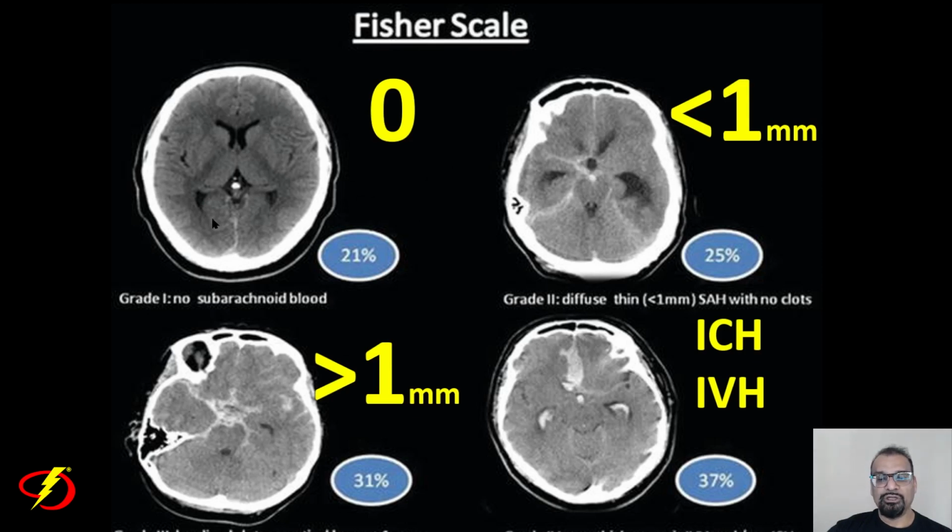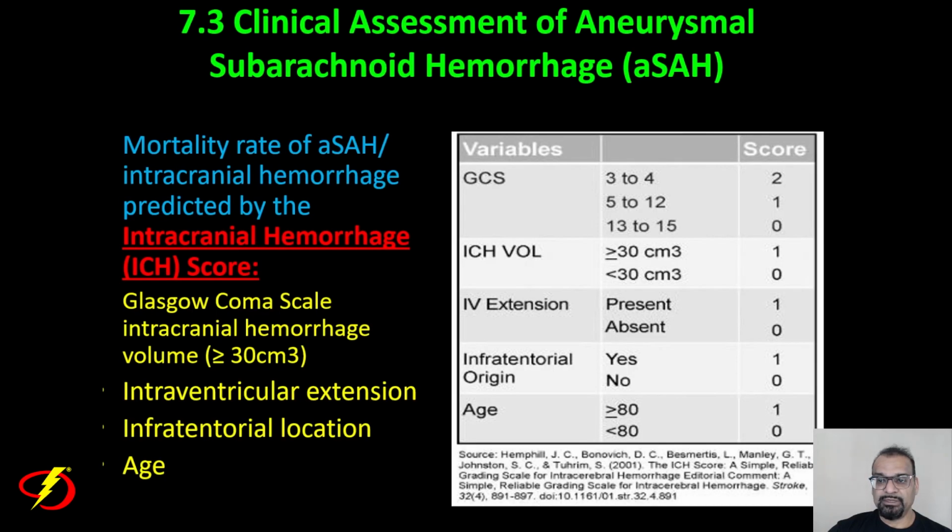Grade 1 is no subarachnoid hemorrhage. Grade 2 is diffuse subarachnoid hemorrhage less than 1 millimeter thick. Grade 3 is diffuse subarachnoid hemorrhage greater than 1 millimeter thick. And grade 4 is subarachnoid hemorrhage with either intracerebral hemorrhage or intraventricular hemorrhage. Remember, the higher the grade, the greater the chances of developing symptomatic cerebral vasospasm.